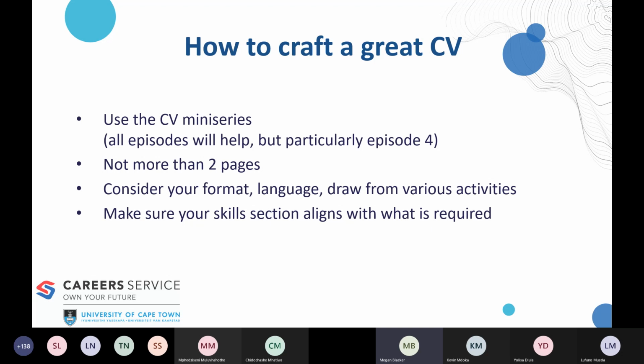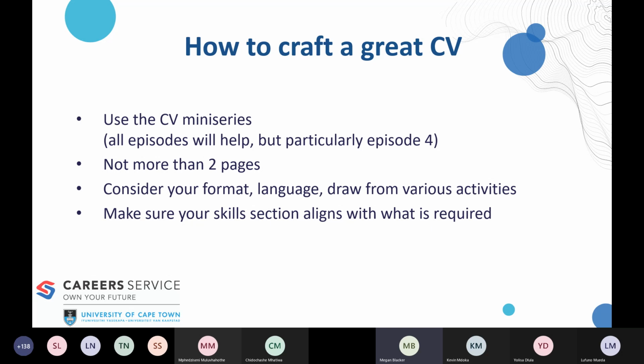Please don't submit a 4-page CV. Whoever's going to be looking at it will just lose interest. Also, when you're thinking about being professional, think about the format of your CV, the language that you are using. Draw from your experiences throughout the different activities that you've been involved in. And also make sure that your skills section in your CV aligns with what is required within the role that you're applying for.